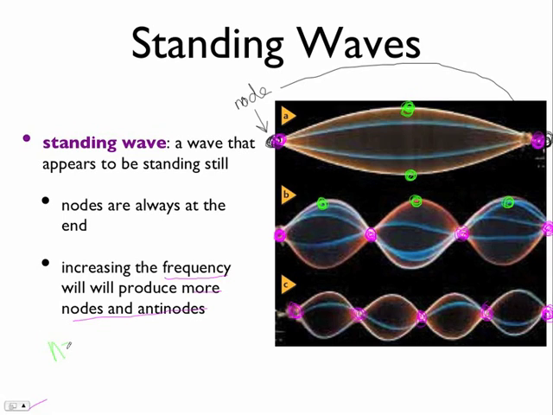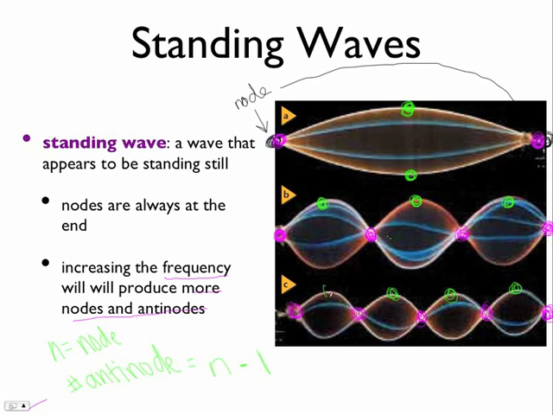So if your number of nodes is equal to n, then the number of antinodes will always be equal to the number of your nodes minus 1. Okay, you can see we have 2 nodes, 1 antinode. 4 nodes, 3 antinodes. We have 5 nodes, we'll have 4 antinodes.